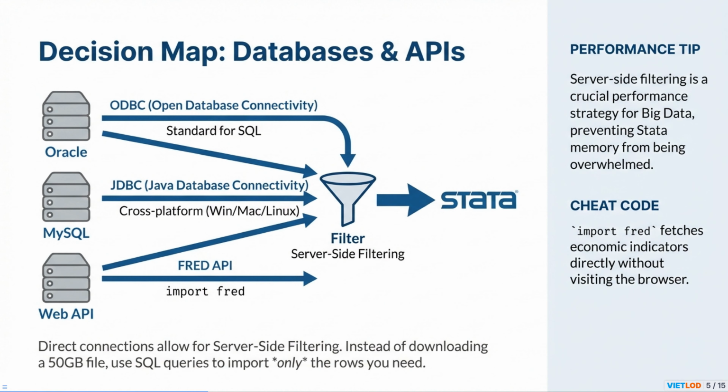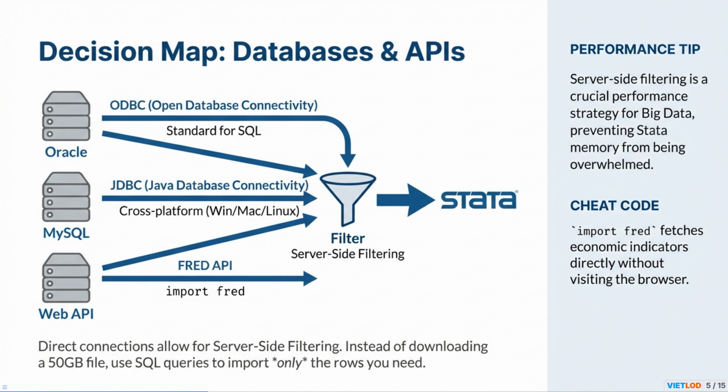For connecting to databases, Stata uses ODBC, Open Database Connectivity, and JDBC, Java Database Connectivity. These are industry standards for interacting with SQL databases. The most powerful feature of these connections is server-side filtering. Instead of downloading a massive 50-gigabyte table, you can use an SQL query to pull only the specific rows and columns you need, which saves immense time and memory.